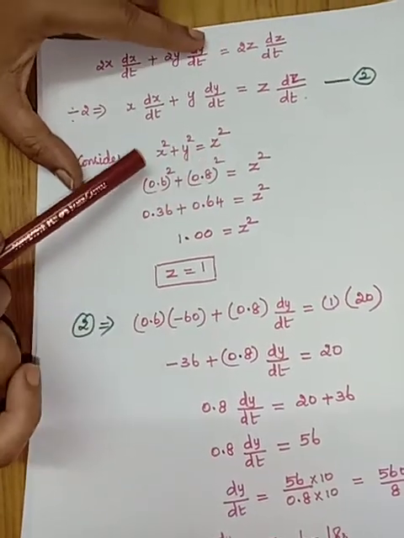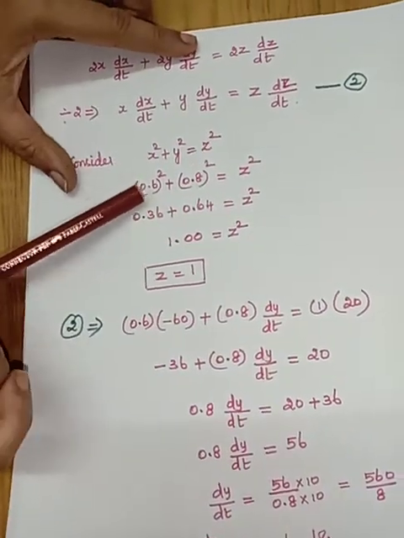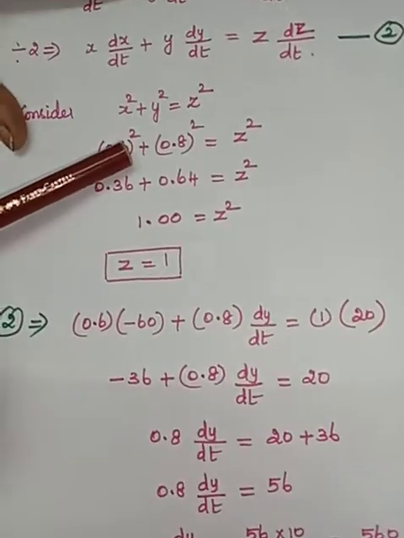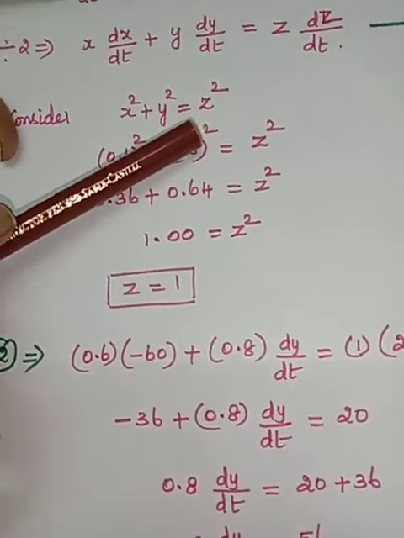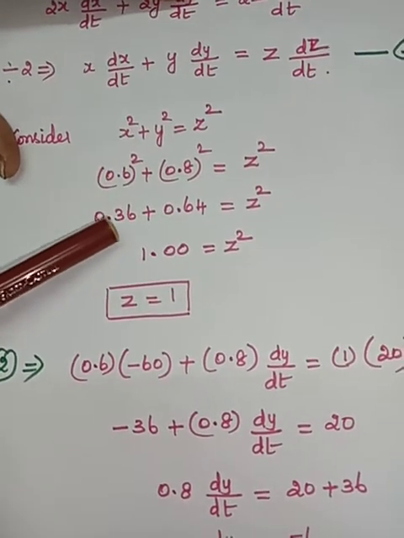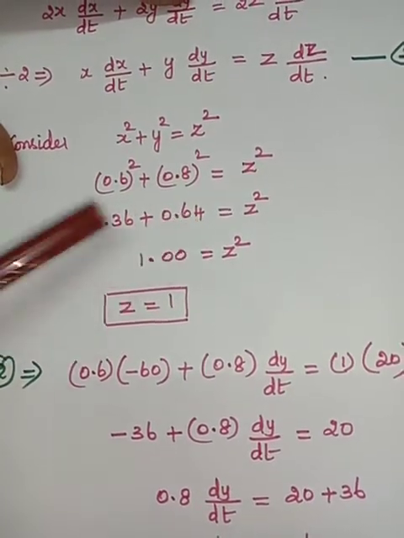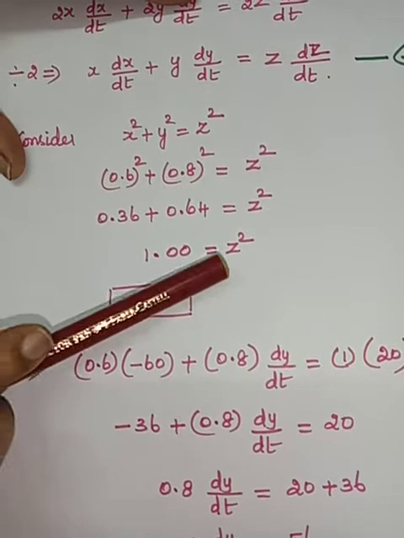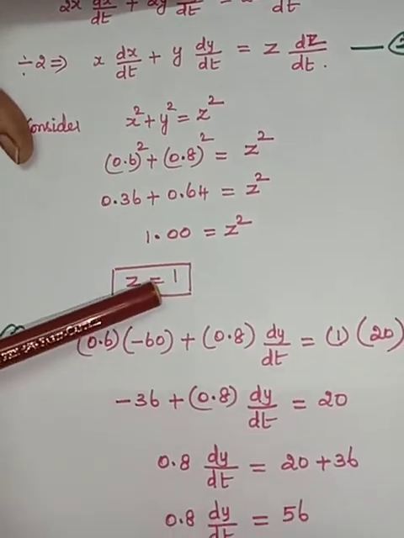to z squared. What is x? It is 0.6 the whole square. Plus what is y? It is 0.8 the whole square. That is equal to z square. So when you square it, it is 0.36. This is 0.64. When you add these two, it is 1. So z squared is equal to 1 means z is equal to 1.